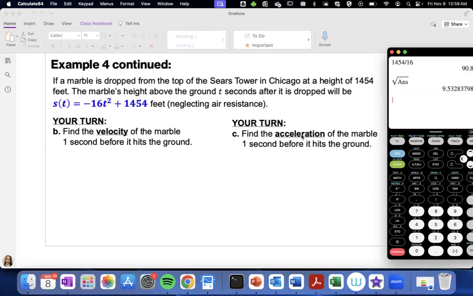Okay, and then we don't plug anything in. Well, I'm asking you to find it 1 second before it hits the ground, so subtract this by one. Plug that in. How do you find acceleration given velocity? You take the derivative of that, yep. It's going to be a constant.